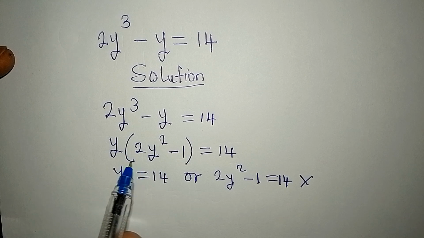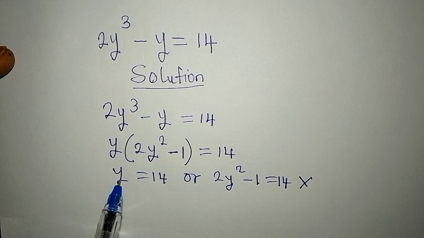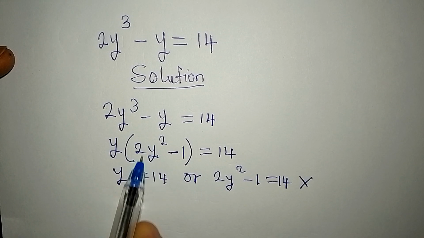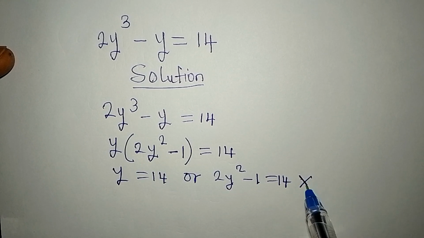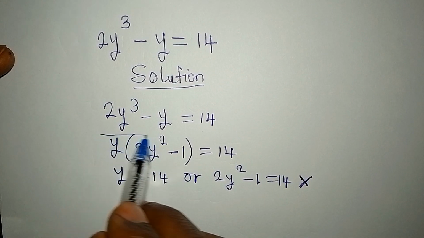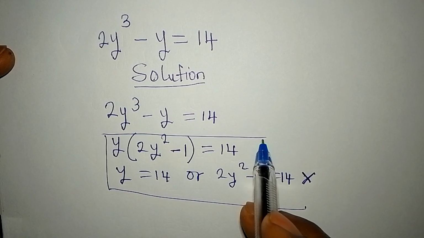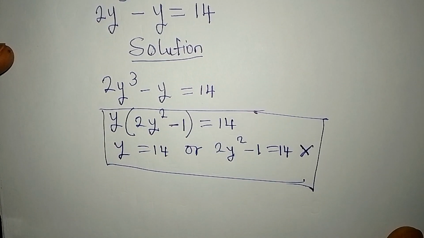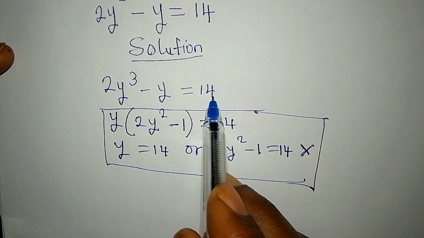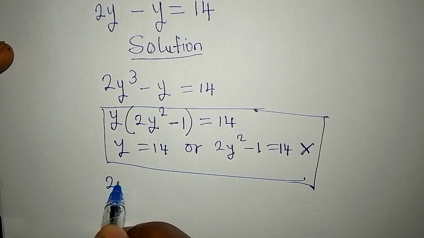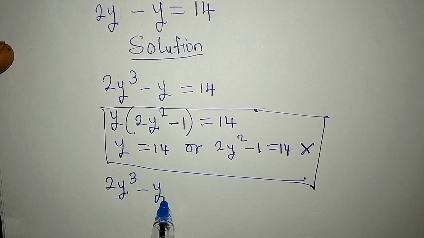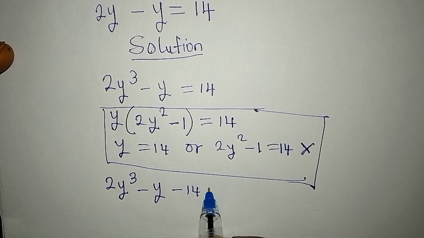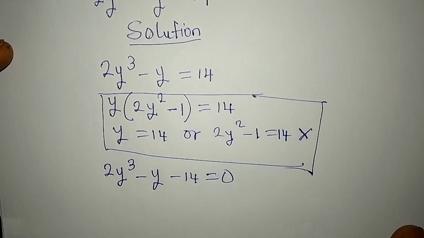Because we cannot say y should be equal to 14, or what you have inside the bracket should be equal to 14. That will be very wrong. So we don't do it this way. Hold on and learn, okay? So what we'll do is to take 14 to the left as we get 2y to the power of 3 minus y minus 14 to be equal to 0.